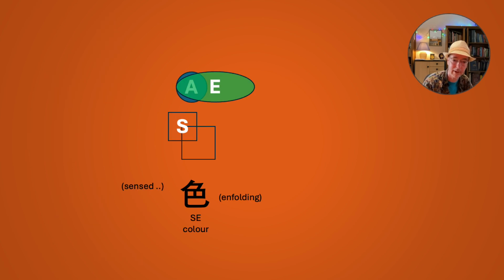Next one, S, or color. You see that you sense something, you take that out, which part you need to sense, and there's a part unfolding further, the color unfolding in its various colors as well.